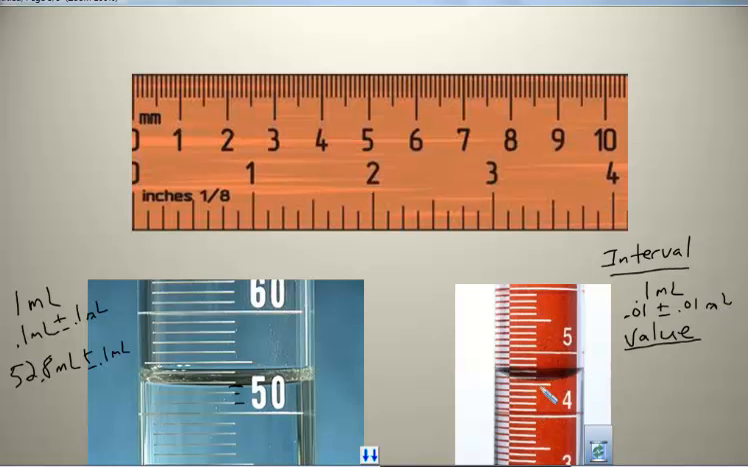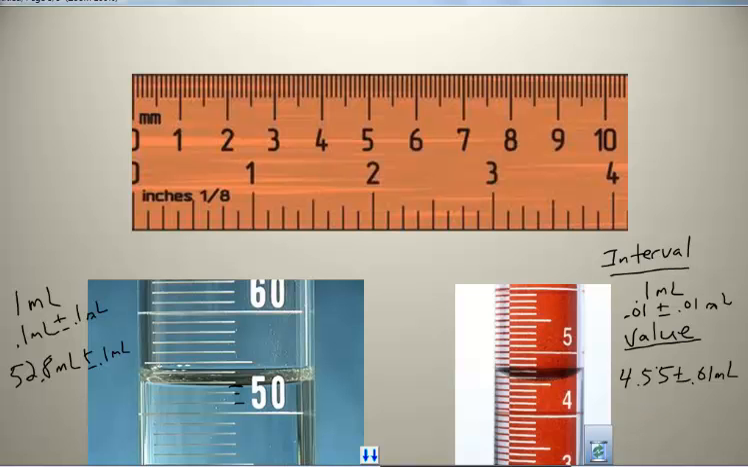So when I look at this measurement, I'm going to say it looks like it's between 4.5 and 4.6. And I would say it's about halfway there because I need to look at the bottom of the meniscus, the bottom of the curve. So I'd say it's 4.55 plus or minus 0.01 milliliters. So that is how we measure.